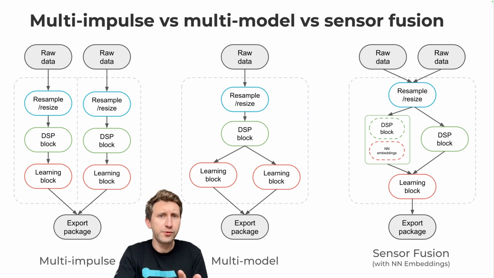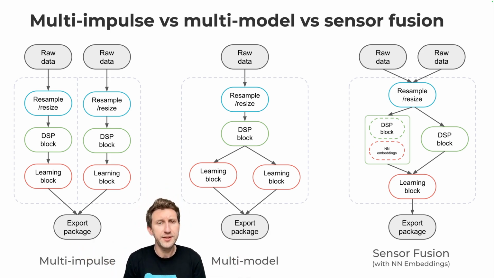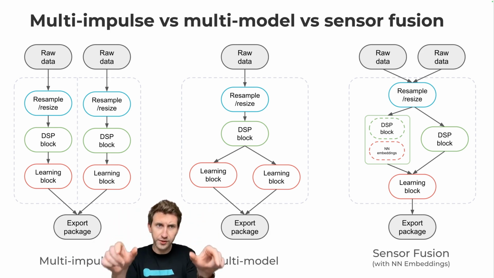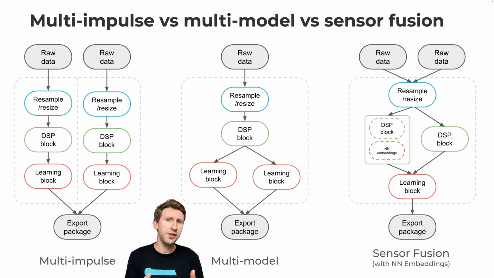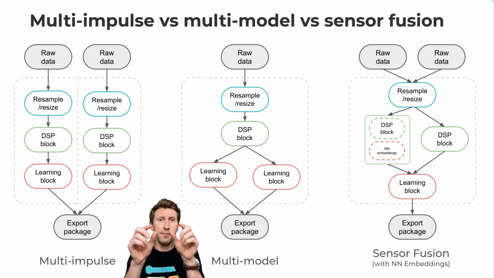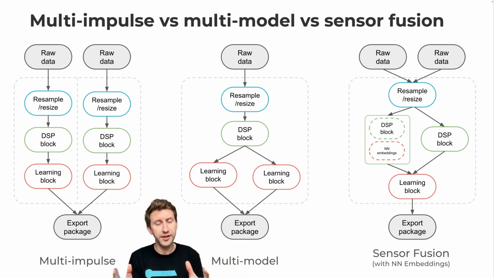Here's a quick graph to explain the three main concepts. The first one is the multi-impulse, where you actually see two different projects merged together. The one in the middle is the multimodal, where you use the same data and the same DSP, but two different learning blocks that you combine together in the same export package. This workflow is pretty straightforward with Edge Impulse, at least when it comes to a classifier and an anomaly detection model. And the third one can be straightforward in Edge Impulse Studio, or it can be pretty complex.